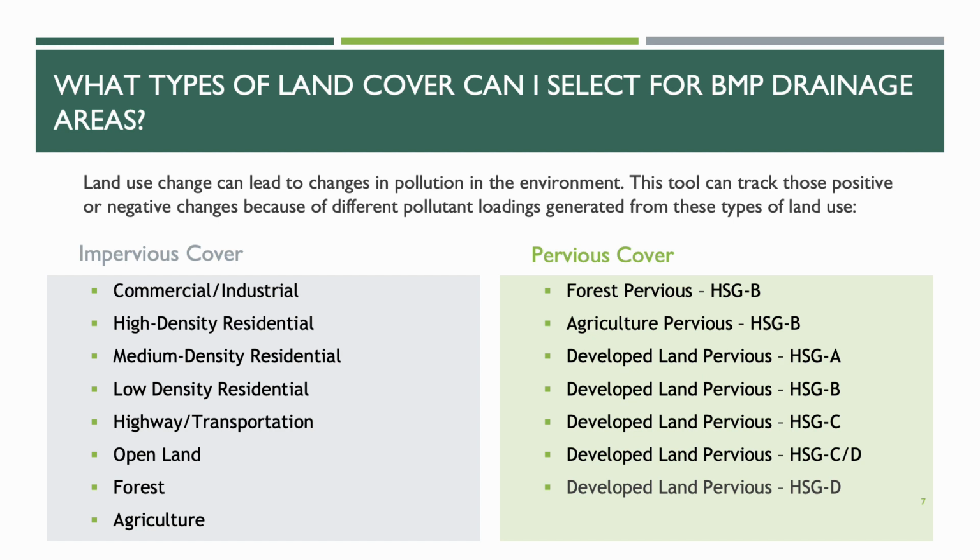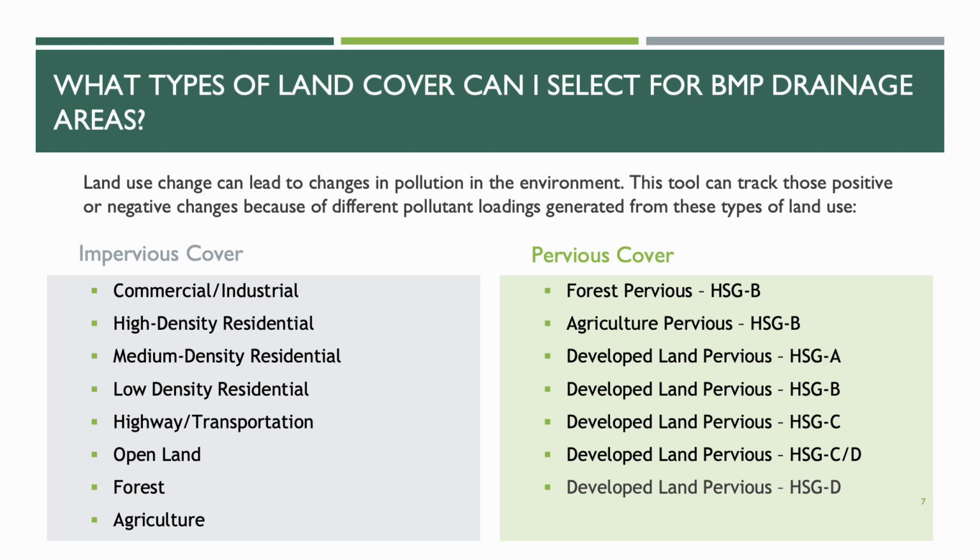Land use change can lead to changes in pollution in the environment. This tool can track those positive or negative changes because of different pollutant loadings generated from these types of land uses. BATT provides the options to pick one or multiple land use land cover for BMP drainage areas. There are 8 options for impervious cover by land use type representing the pollutant sources that include commercial, industrial, high density residential, medium density residential, low density residential, highway transportation, open land, forest, and agriculture.